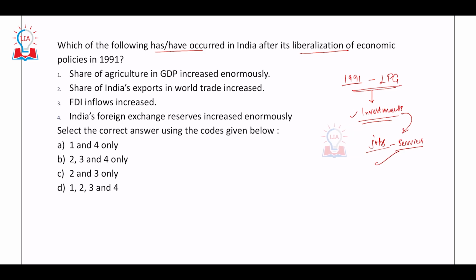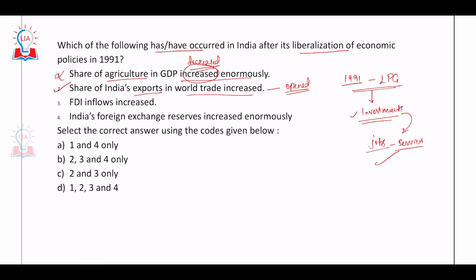As a result, the share of agriculture in GDP, instead of increasing, decreased, right? It decreased enormously. So the first statement is absolutely wrong. Share of India's exports in world trade increased. Why? Because we were a closed economy. Now we opened up the economy. The restrictions were lessened, so we could export more as well as import in a better manner. So the second statement is right.